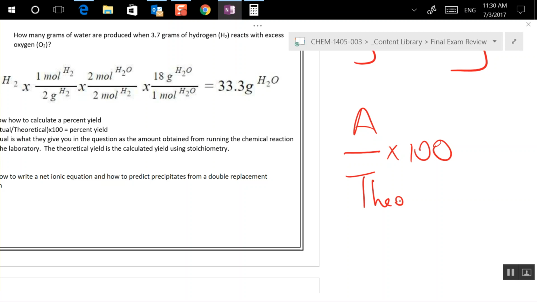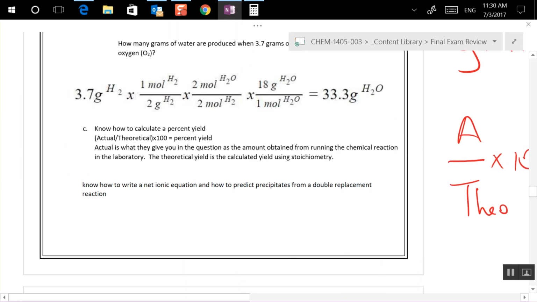Okay? So they're telling you in the question, you produced this amount. That means that's the actual yield. The theoretical yield, they're not going to ever tell you. So whatever they give you in the question will be the actual. The theoretical will always be the one that you have to calculate through stoichiometry. Okay? So that's going to be how you find your percent yield.